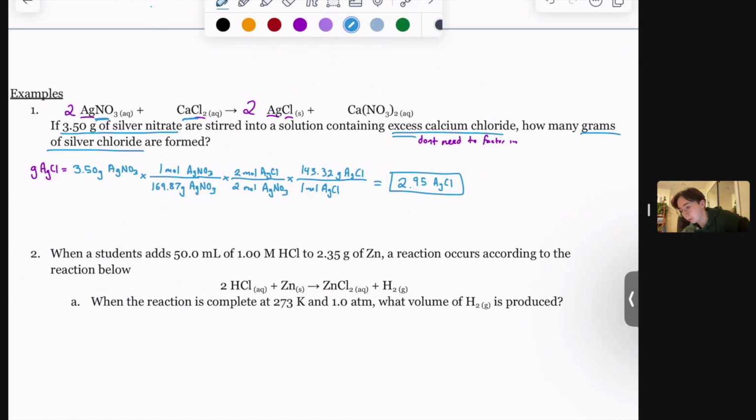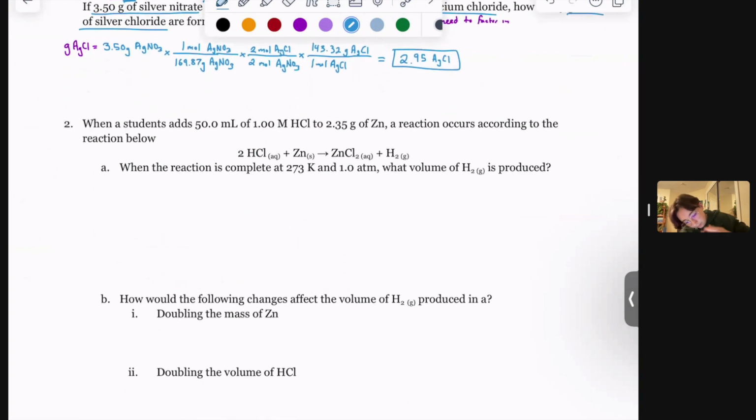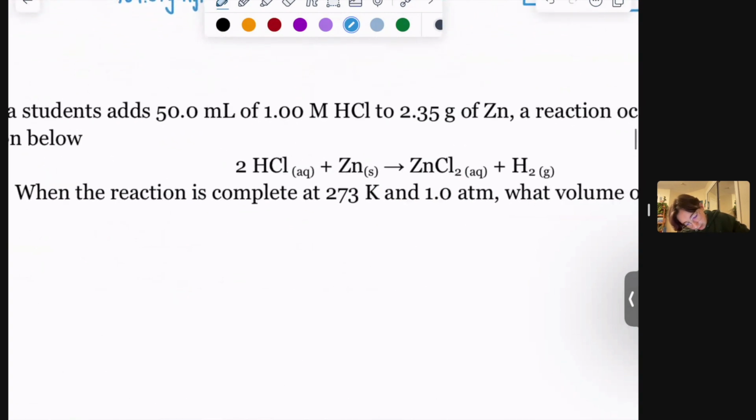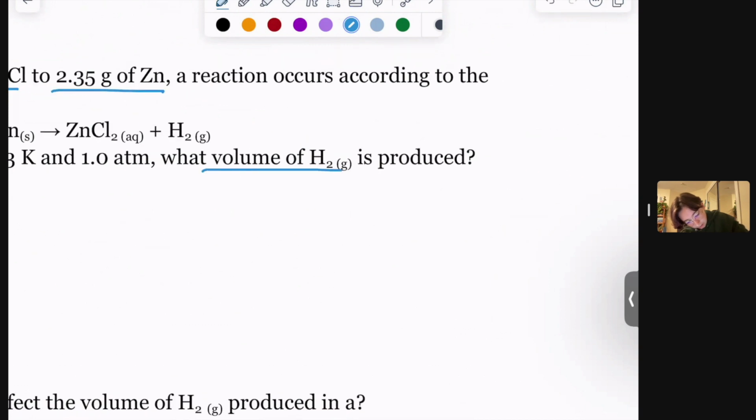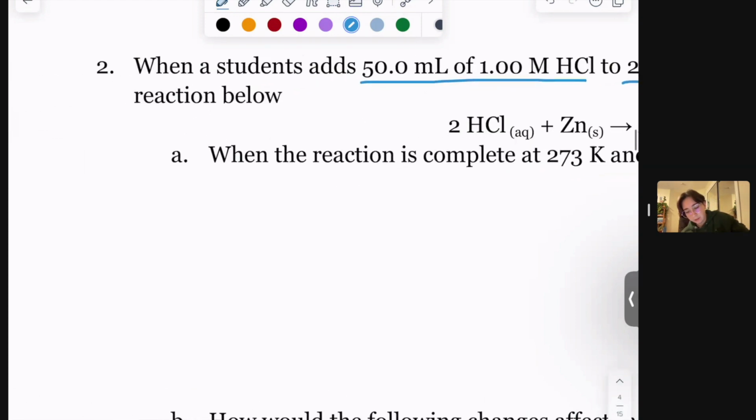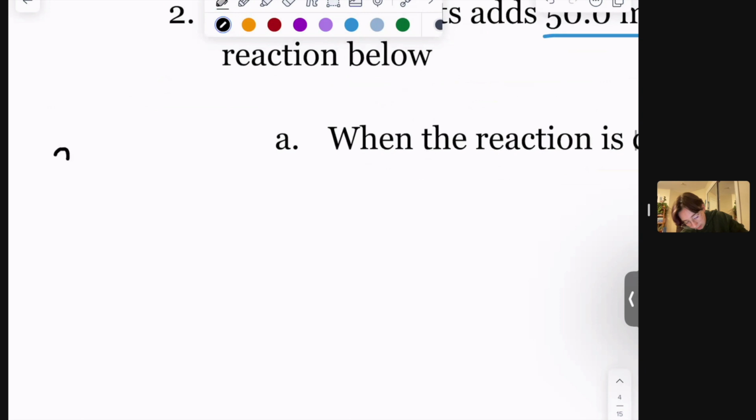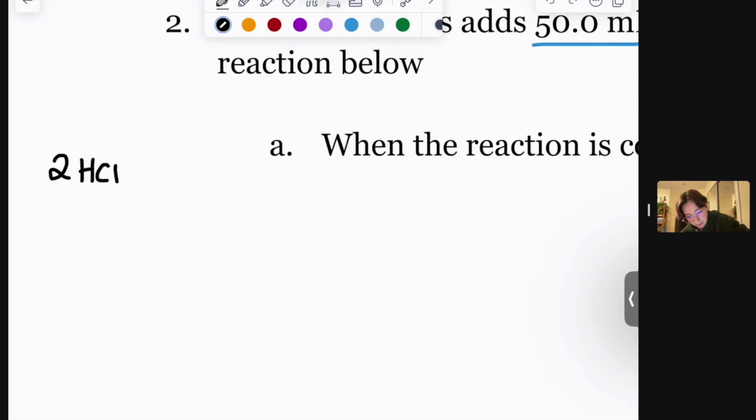Now let's look at some more complicated ones. Here it tells you that you have this much HCl and this much zinc, and you have a reaction. And then the question is asking for how much volume of hydrogen gas gets produced from this reaction. Something I like to do is keep track of my known information, especially if this is new to you. It's so confusing when you're first starting out, how to actually start these questions. So I like to write down all my known information and organize it underneath my reaction. I'm just going to do that off to the side.